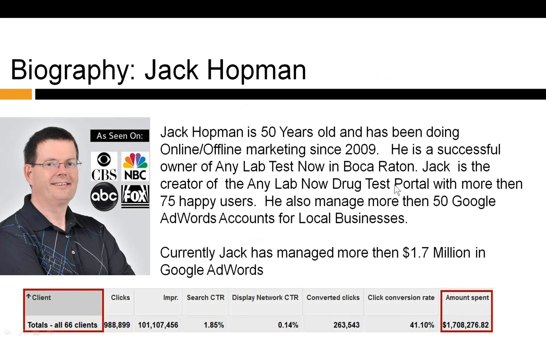So for those who don't know me specifically, I'm 50 years old. My name is Jack Hopman and I'm doing online offline marketing since 2009. I'm the owner of AnyLab.Now in Boca Raton, and I'm the creator of the AnyLab.Now drug test portal with more than 75 happy users. I also do Google AdWords management to drive business to your location, and currently I have spent more than 1.7 million in Google AdWords. So this is a little bit what I do related to AnyLab.Now.